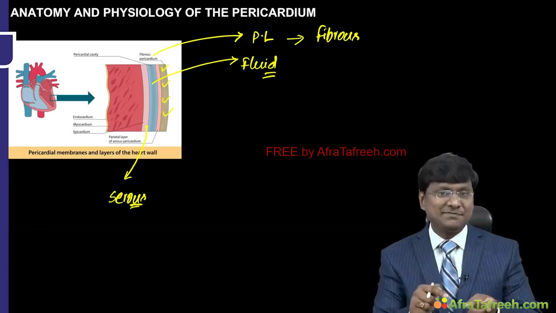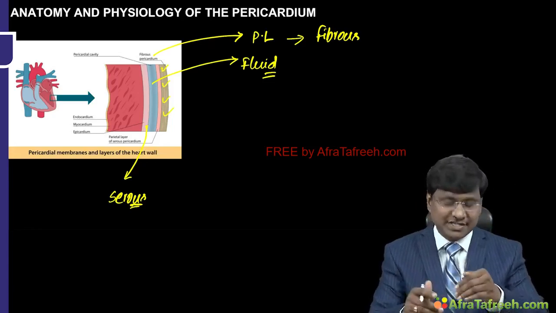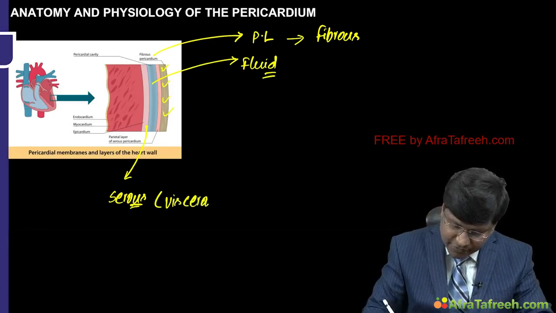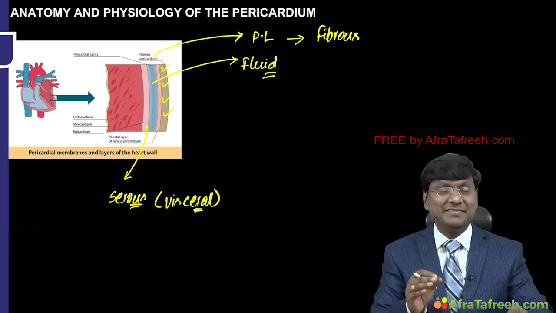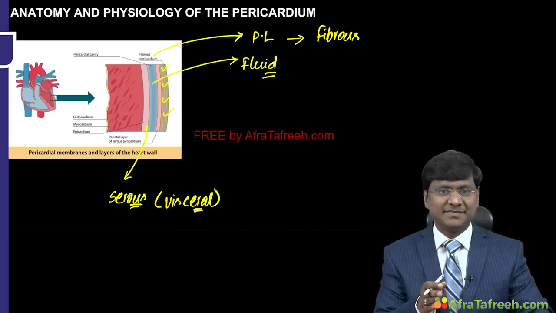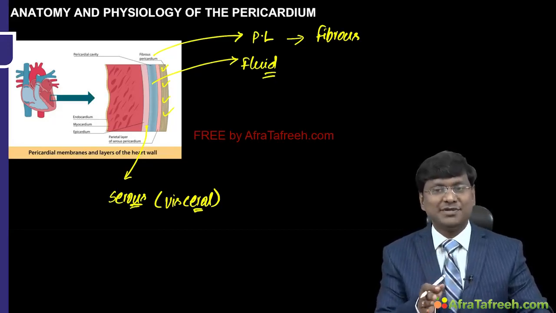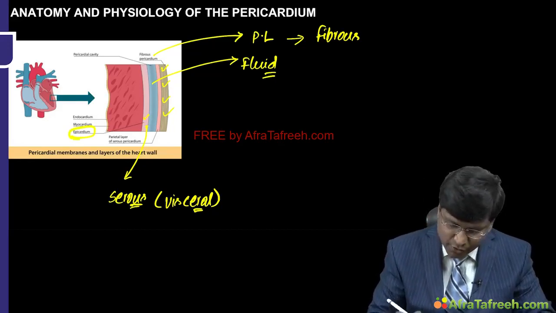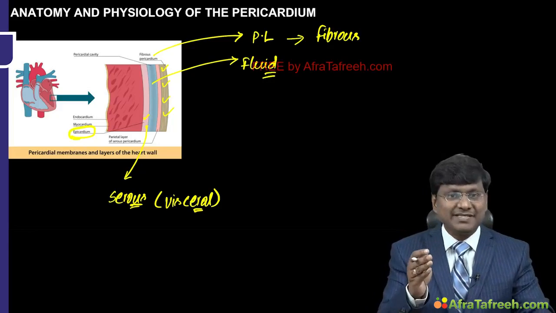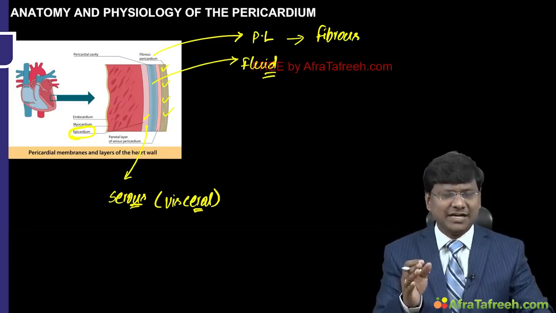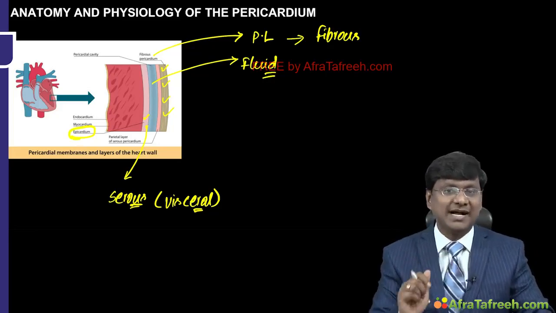Whereas the visceral serous pericardium, right, is in very close attachment to the epicardium. You can see that this is the epicardium, okay? So the visceral serous pericardium is in very close attachment to the epicardium, right? That means it is in close contact with the heart.